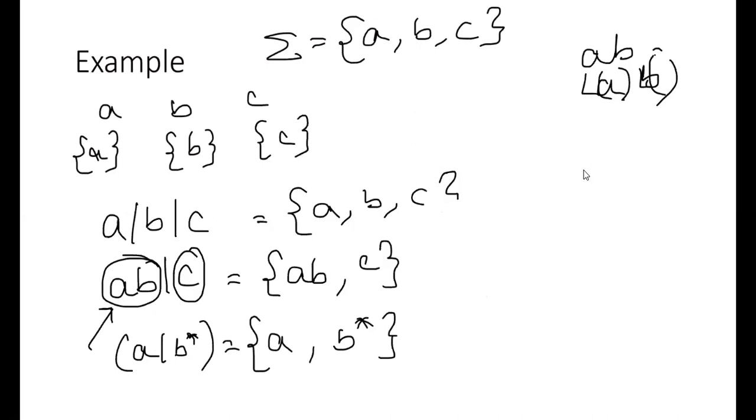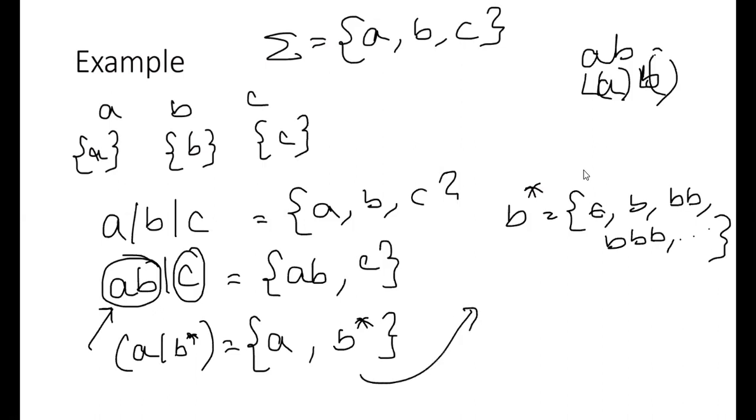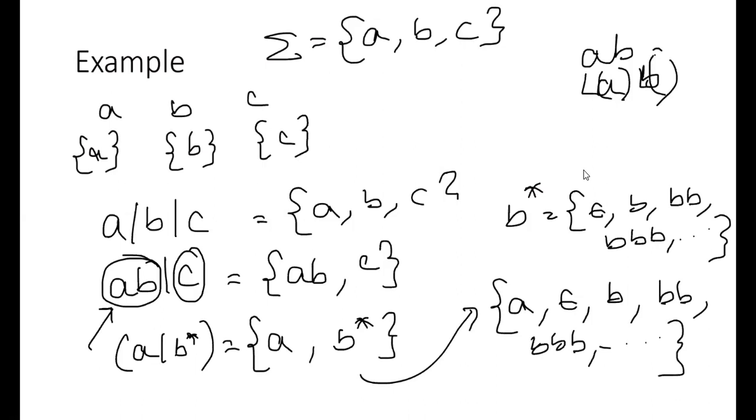Now what is B star? B star is nothing but epsilon, B, BB, BBB, dot, dot, dot, goes on, any number of repetitions. So what I get here is A, which comes from here, and for B, I have epsilon, that is the empty string, B, BB, BBB, and it goes on like this. So this is a regular expression. What you see here is a regular expression using concatenation as well as Kleene closure.